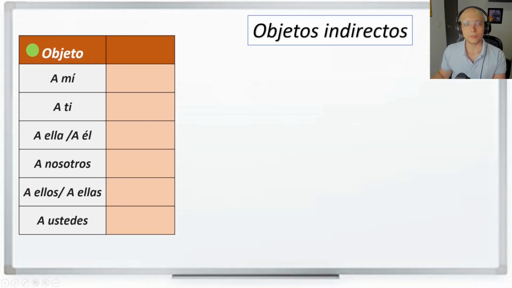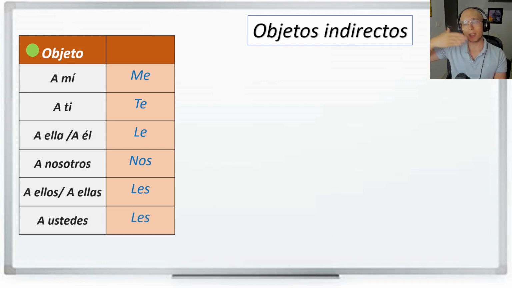Now, let's take a look at these subjects. As in the direct objects, for a mí we say me, for a ti we say te, for a nosotros we say nos. And now, in the indirect objects, there is a little difference. Now, the male nouns and the female nouns are combined and use the same object. So we say le. And in plural, we say les. So this is the confusing part.